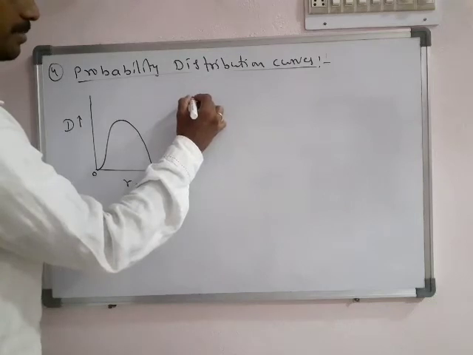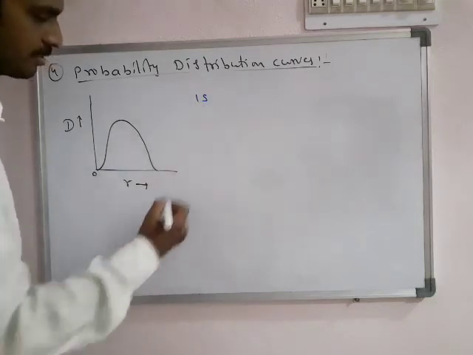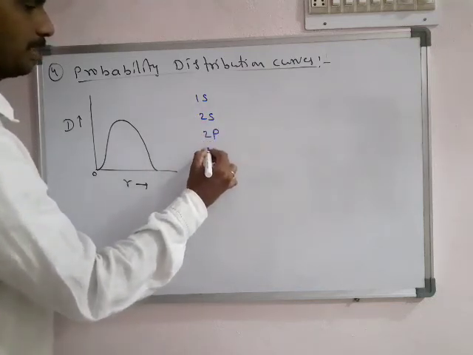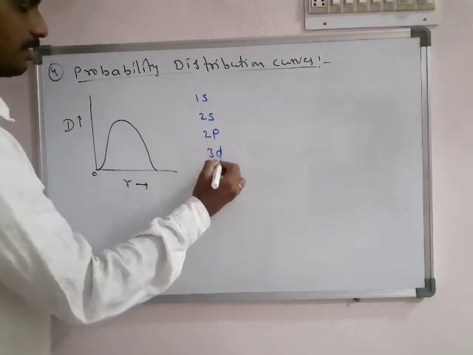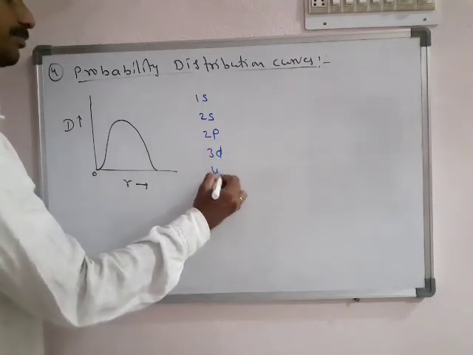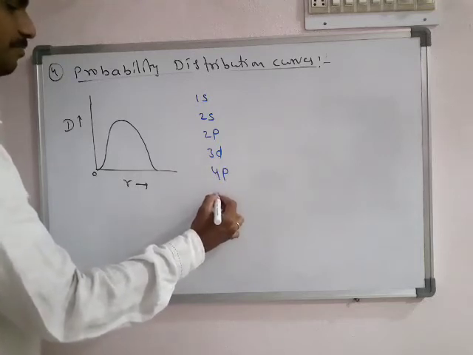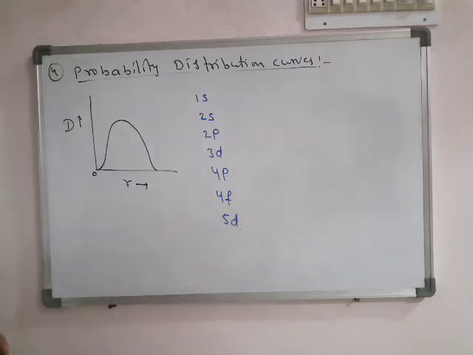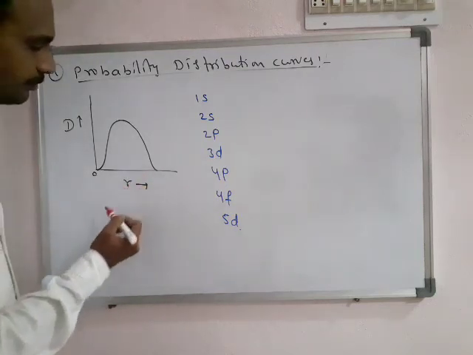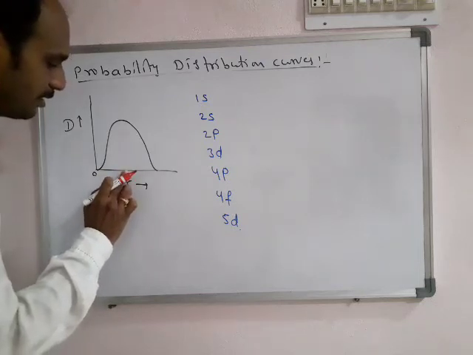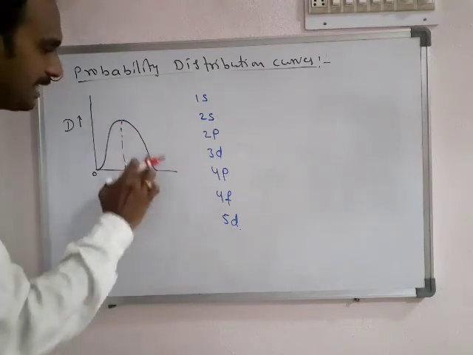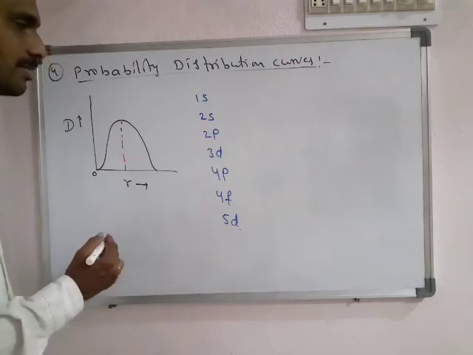I will give you some options. A represents 1s, 2s, 2p, 3d, 4p, 4f, 5d. So identify which orbitals these graphs are related to. Here we have not mentioned any value. We are just giving one curve, so one peak is present. In which orbital is one peak present?